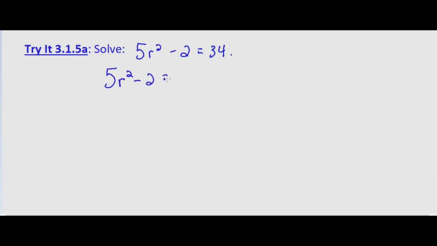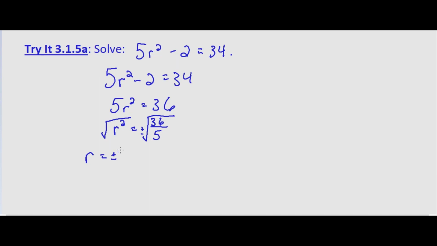minus 2 equals 34. We'll add 2 to both sides, which gives us 5r squared equals 36. Divide both sides by 5, and we get r squared equals 36 divided by 5. So now we invoke the square root property, plus or minus r equals, square root of 36 is just 6, but we're left with the square root of 5 in our denominator.